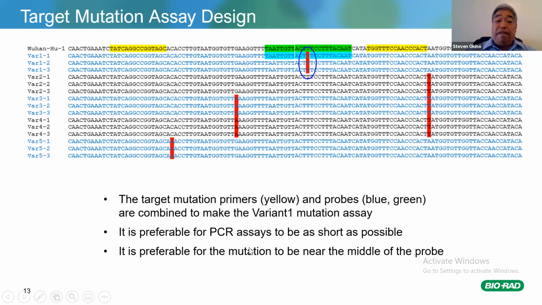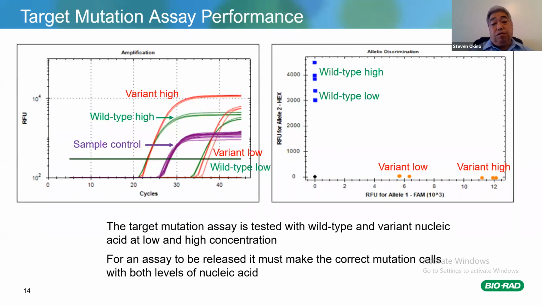It's preferable to have the mutation that you're looking at be near the middle of the probe. It's preferable for this assay to be as short as possible, but lots of times mutations in other variants will make it so you can't do that. So you just have to work around everything to the best of your ability. So once you design the assay, then you just really have to test it. So this is what we do.